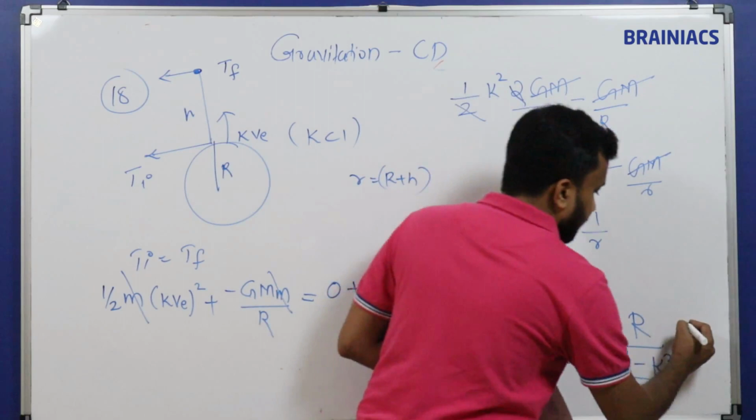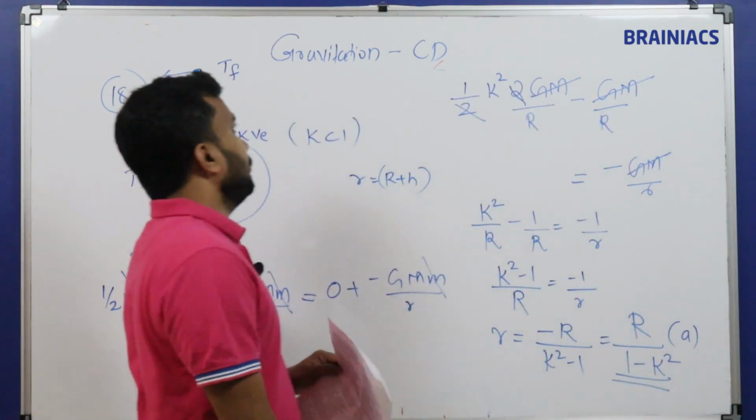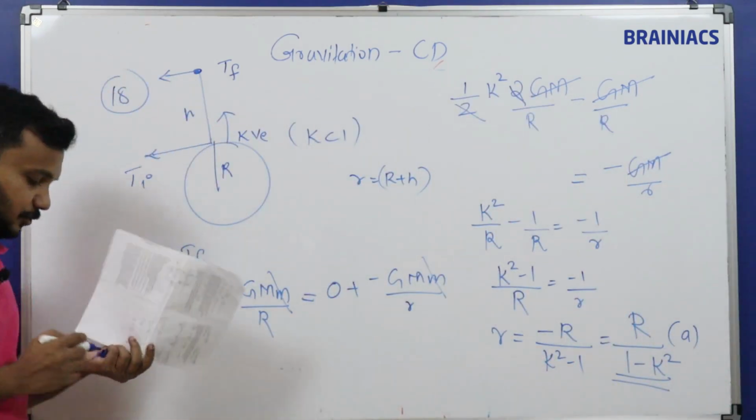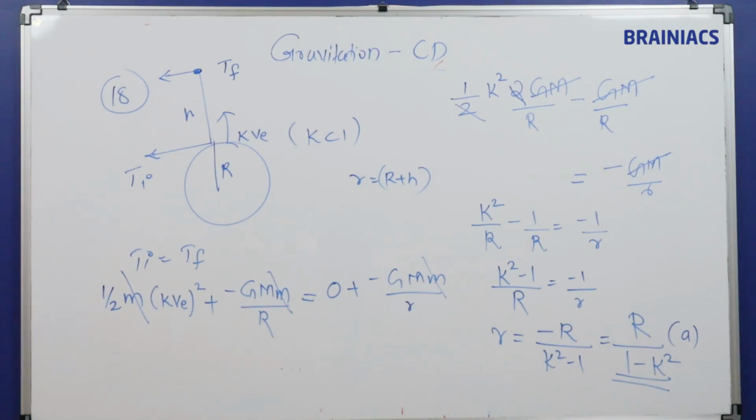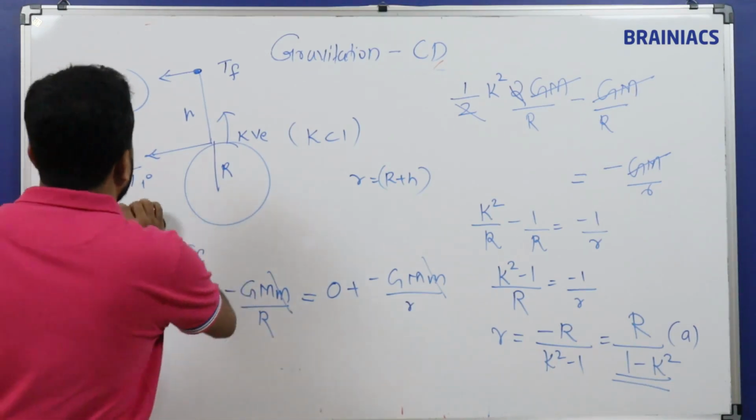R divided by 1 minus k square. Option A is the right answer for the question. Option A matches with the 18th one. Okay, hope this is clear. We'll move to the next question, the 19th.